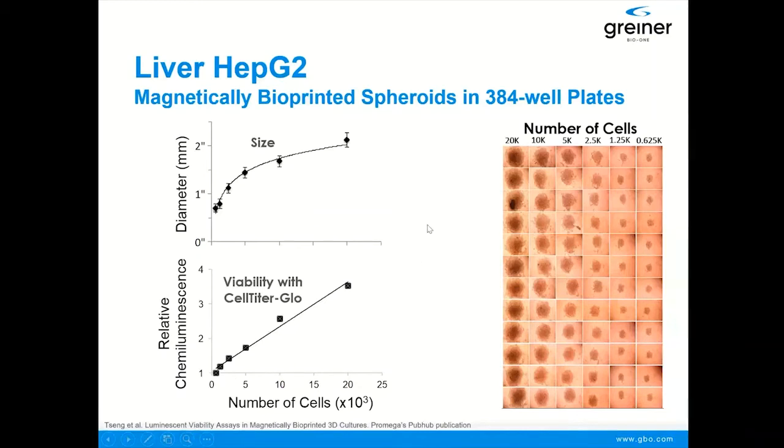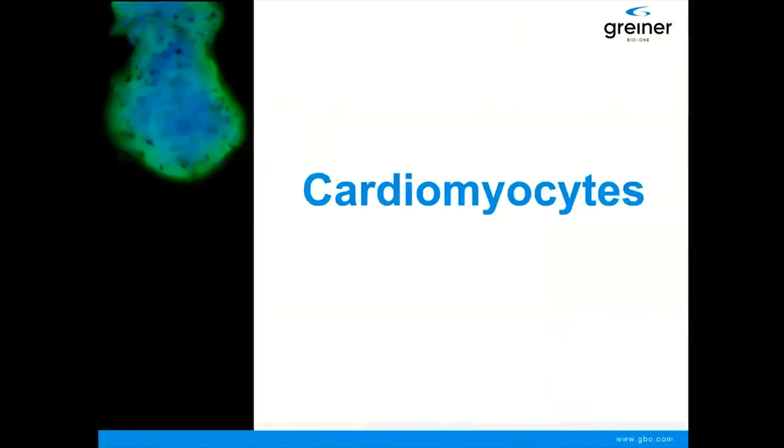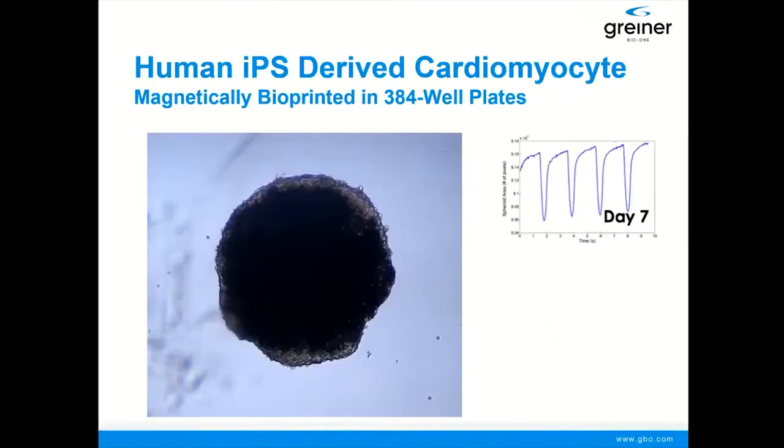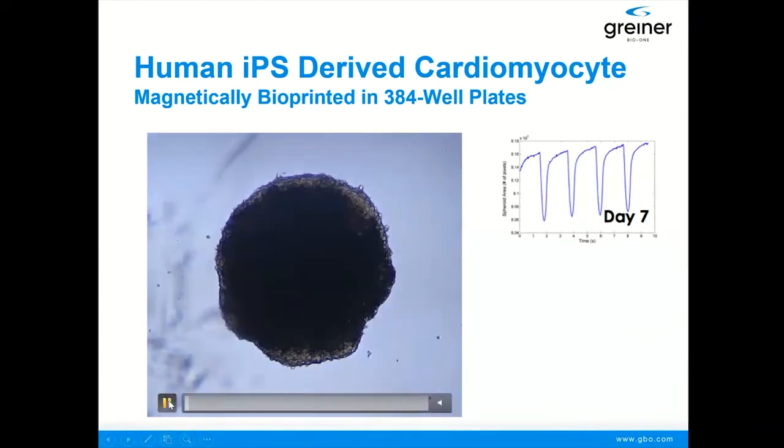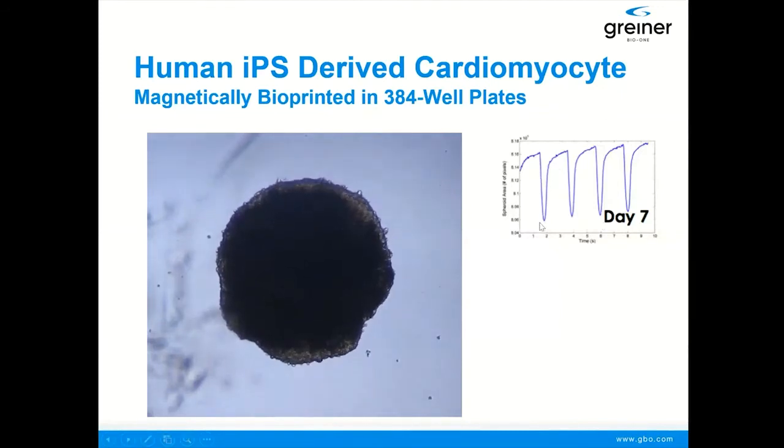And you can see a very linear curve for a wide range of cell numbers. So the first set of results I want to show quickly here is we're using cardiomyocytes. These are iPSC-derived cells that we magnetically bioprinted in our 384. Whoever works with cardiomyocytes really enjoys it because it's great to see the cells beating. And you can see these cells beat for over 19 days. And on the right here is just a plot of the beating at day 7.